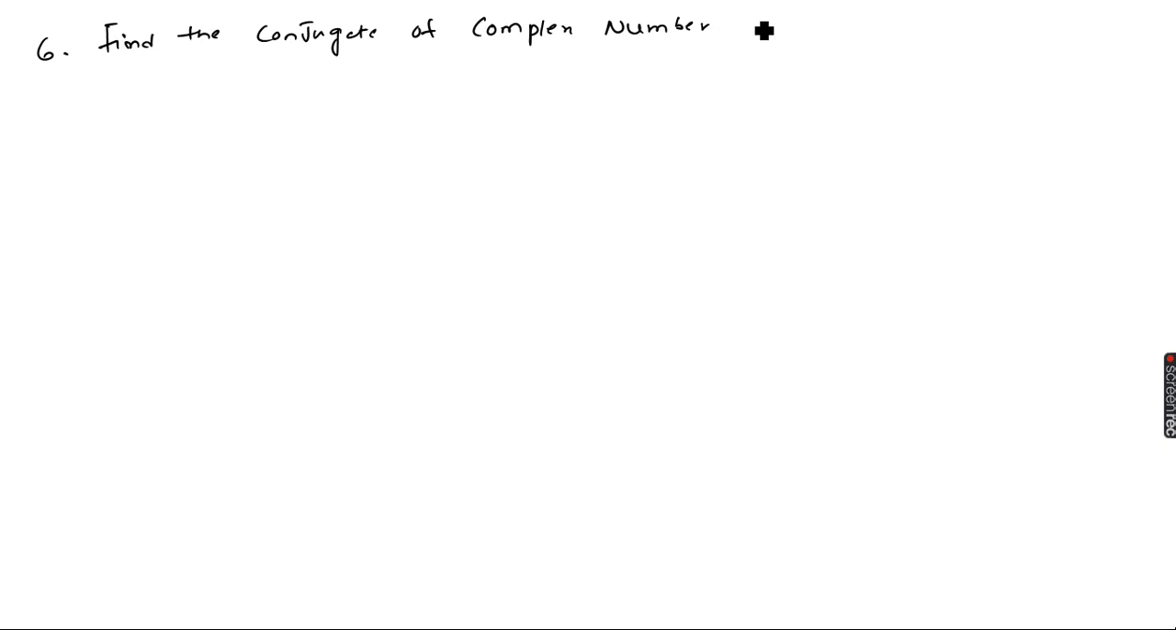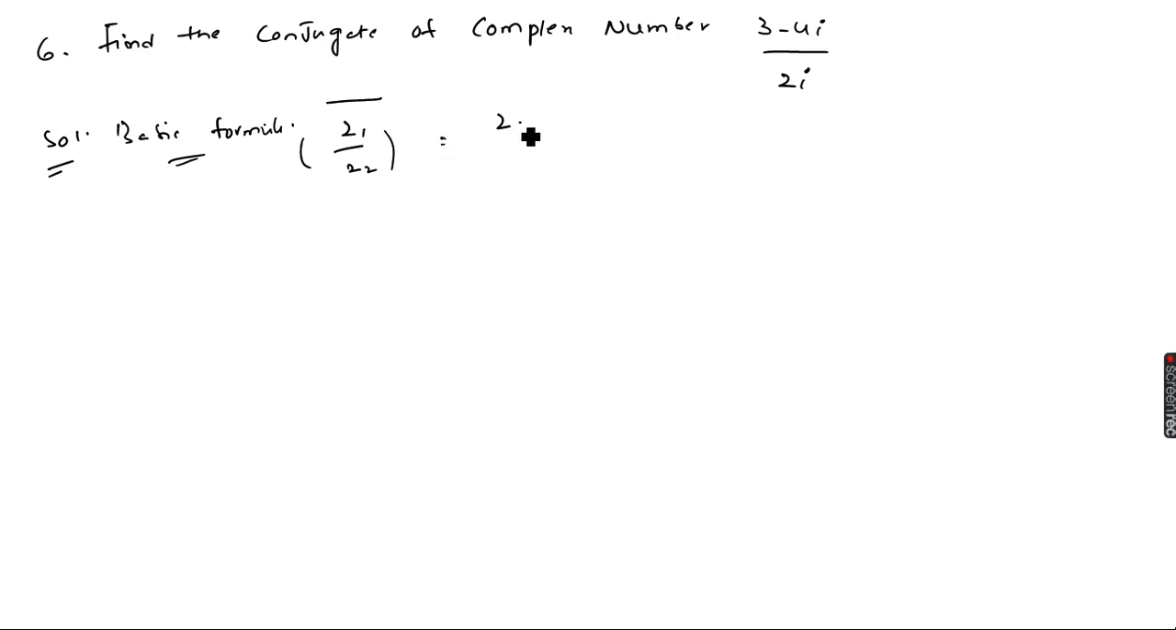What is the conjugate of the complex number (3 minus 4i) by 2i? So we need to find this conjugate. The basic formula is: if there is z1 by z2 and we apply the whole conjugate, it separates into the conjugate z1 bar by z2 bar.